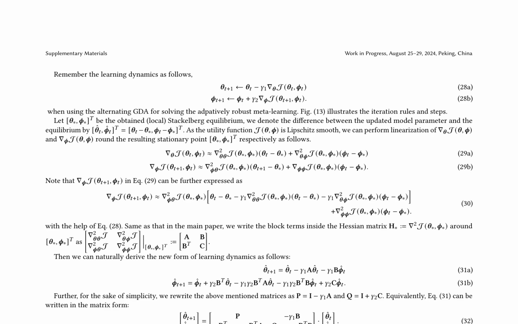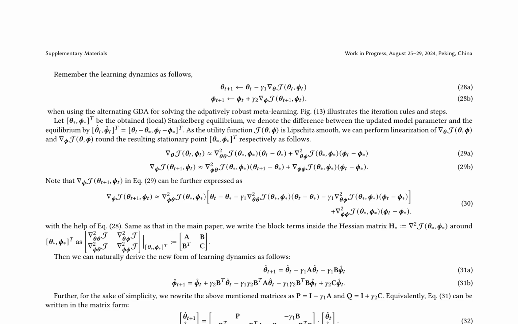The authors delve into the learning dynamics of an alternating gradient descent-ascent (GDA) algorithm for adaptively robust metalearning problems. The algorithm iteratively updates model parameters theta and phi using equations 28a and 28b, respectively. The difference between the updated model parameters and the equilibrium point is defined as theta t, phi t.